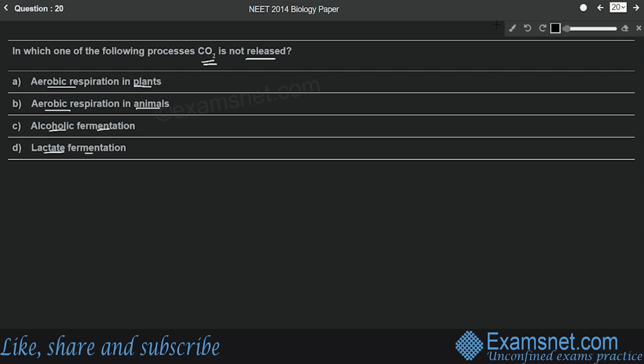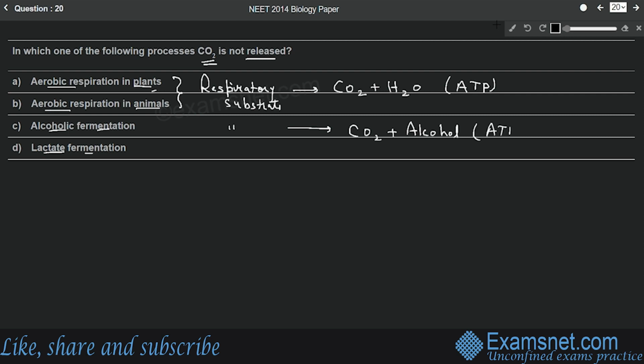Okay, so if we talk about the aerobic respiration, whether in plants or animals, in both the cases oxygen is utilized, and the respiratory substrate is converted or oxidized into carbon dioxide and water along with the production of ATP. Now in case of alcoholic fermentation, which is an anaerobic respiration, the respiratory substrate is converted into carbon dioxide and alcohol, not water, okay, along with the production of ATP.